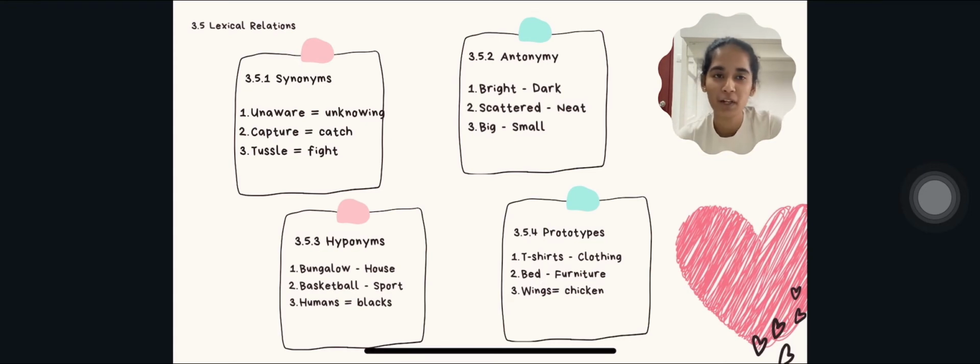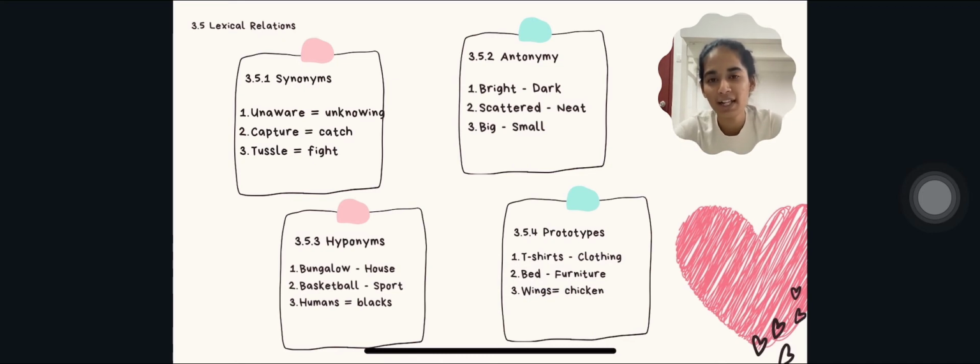So we have chosen 3 examples for every subtopic in an article. The first one would be unaware. The similar word of unaware is unknowing, which means that we don't know what is going on. So we are unaware of something and unknowing of something. The second one is capture, which means catch, where we're trying to catch someone. And the third one would be tussle. The synonym of tussle is fight.